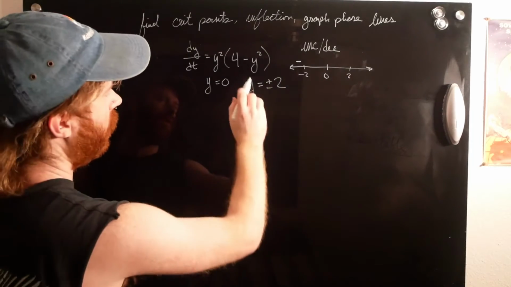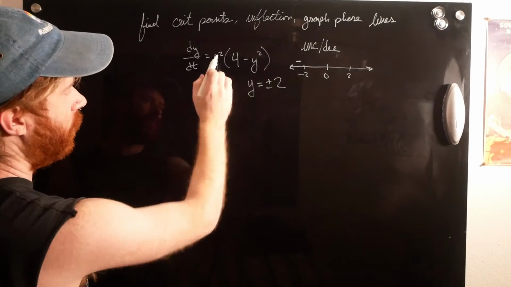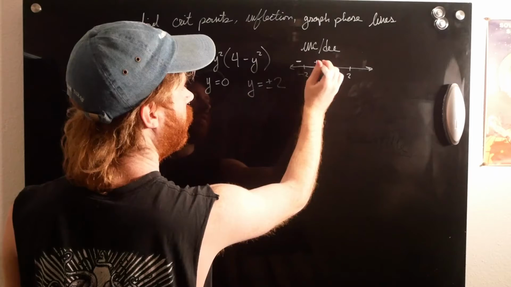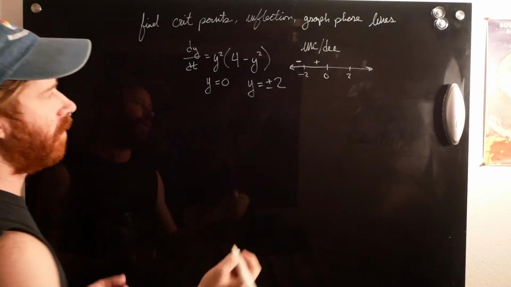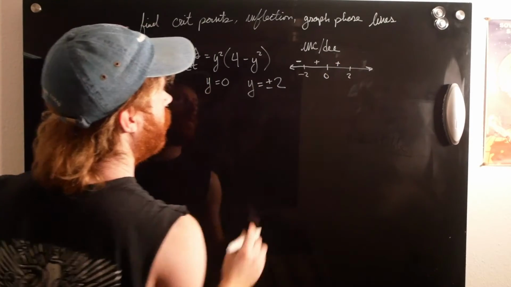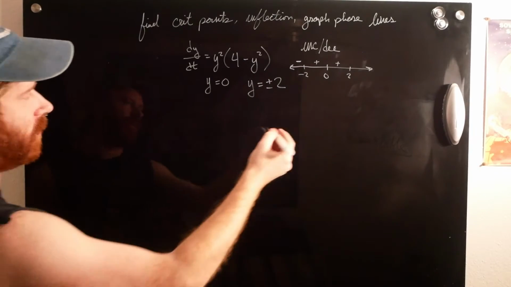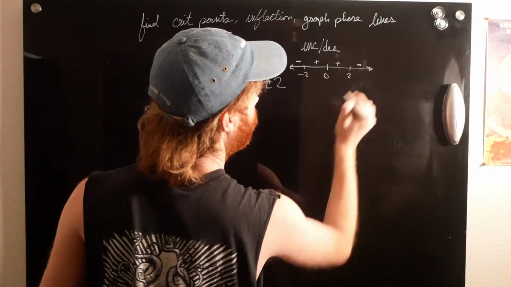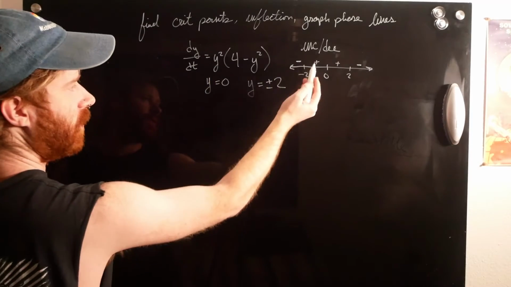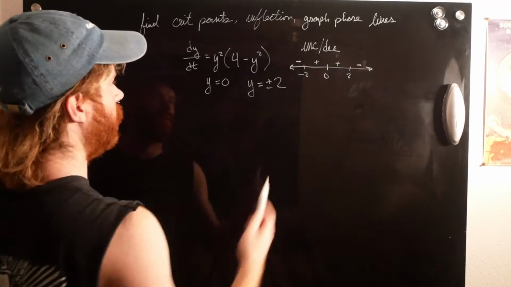Now we'll try -1. This will be positive, positive, so this is positive. 1 is going to give us the same value, right? Positives. And then after 2, we're going to get negatives again. 3, it's going to be the same story, so negative. So decreasing, increasing, increasing, decreasing.